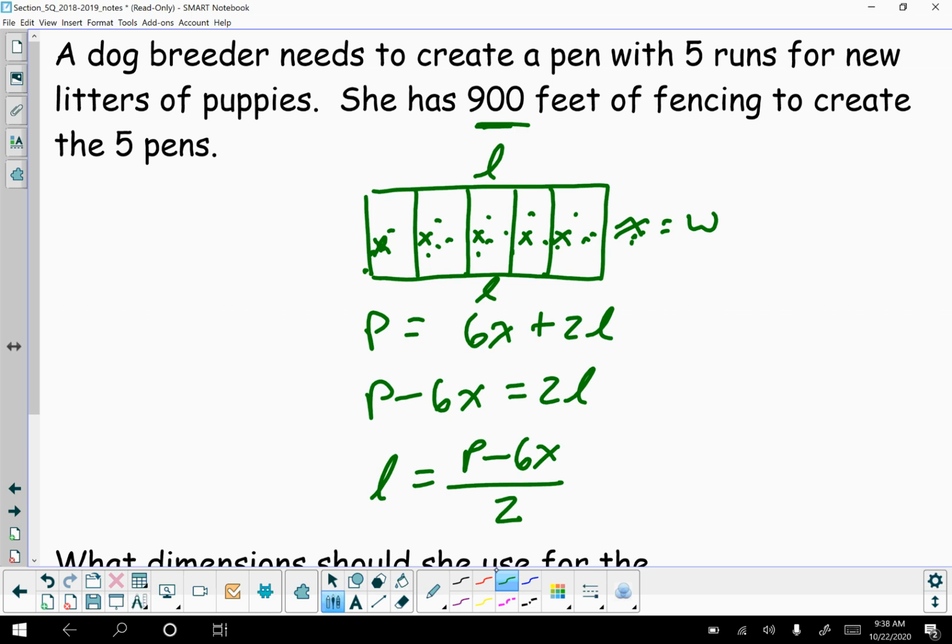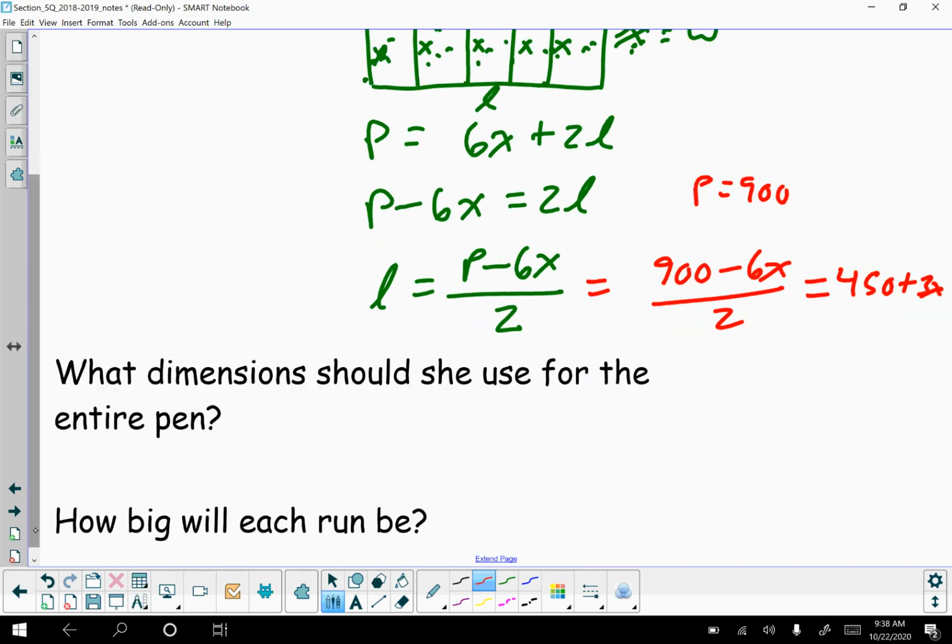And they told us we have a maximum of 900 feet of perimeter. So I'm going to plug 900 in for p. So p equals 900. So I get 900 minus 6x divided by 2. Everything's divisible by 2, so I can say that it's 450 minus 3x is the length. So I'm going to do area equals length times width. The length we found is 450 minus 3x, and the width we know is x.